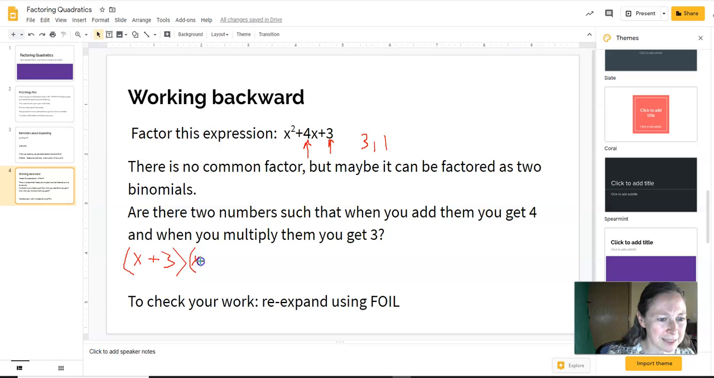And I can't write with these whiteboard tools. I'm doing my best, everybody. x plus 3, x plus 1. To check your work, re-expand using FOIL and just check and make sure you're right.